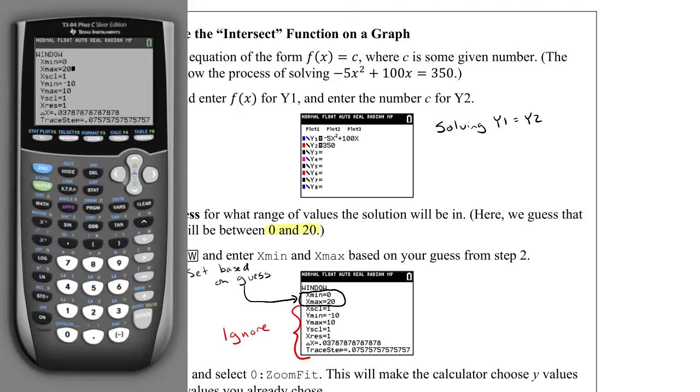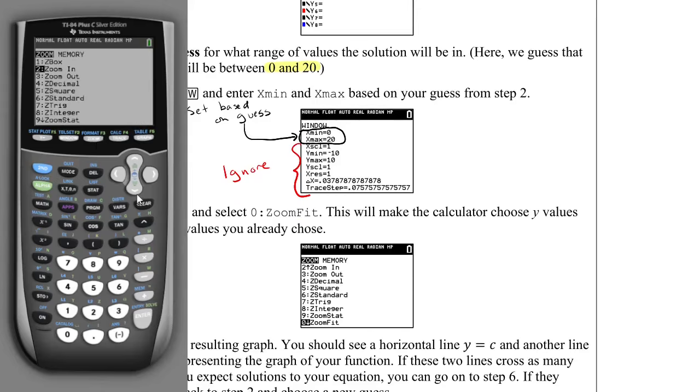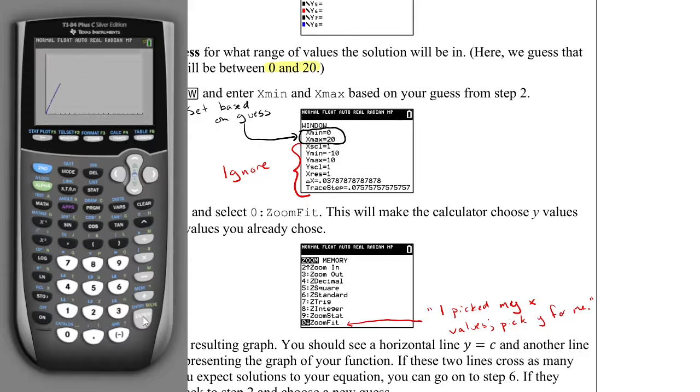Because the next step is to press zoom and scroll down and choose zoom fit. Here's what zoom fit does. Zoom fit says, I picked my x values. Now pick the y values for me so that all of the y values that go with those x values show up on screen. So when I choose zoom fit, it's going to automatically take me to the graph. And I see it's graphing my quadratic function and then a horizontal line for my single number.